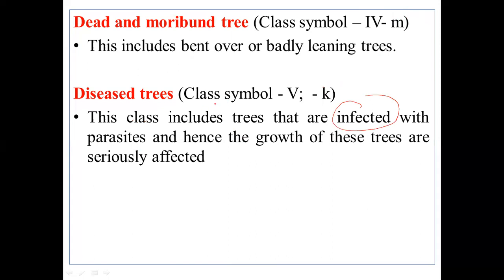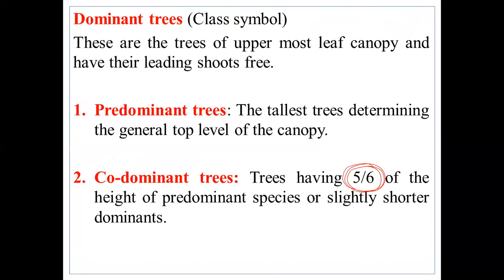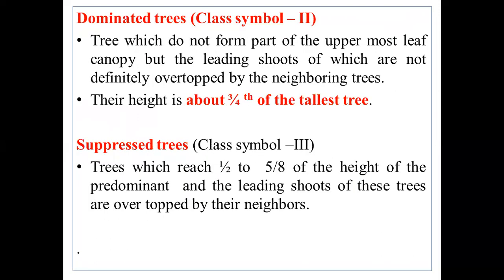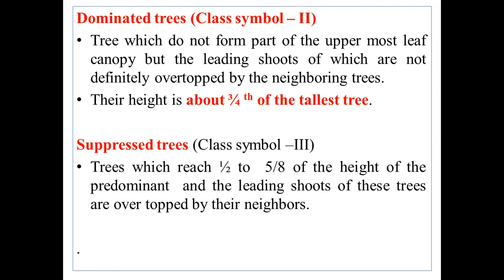So these are the five important crown classifications you need to remember. In the exam they will ask you the predominant, codominant, dominated, and the suppressed ones. Please remember this ratio. That is related to the crown classification. If you read it one or two times, you will have good conceptual clarity.